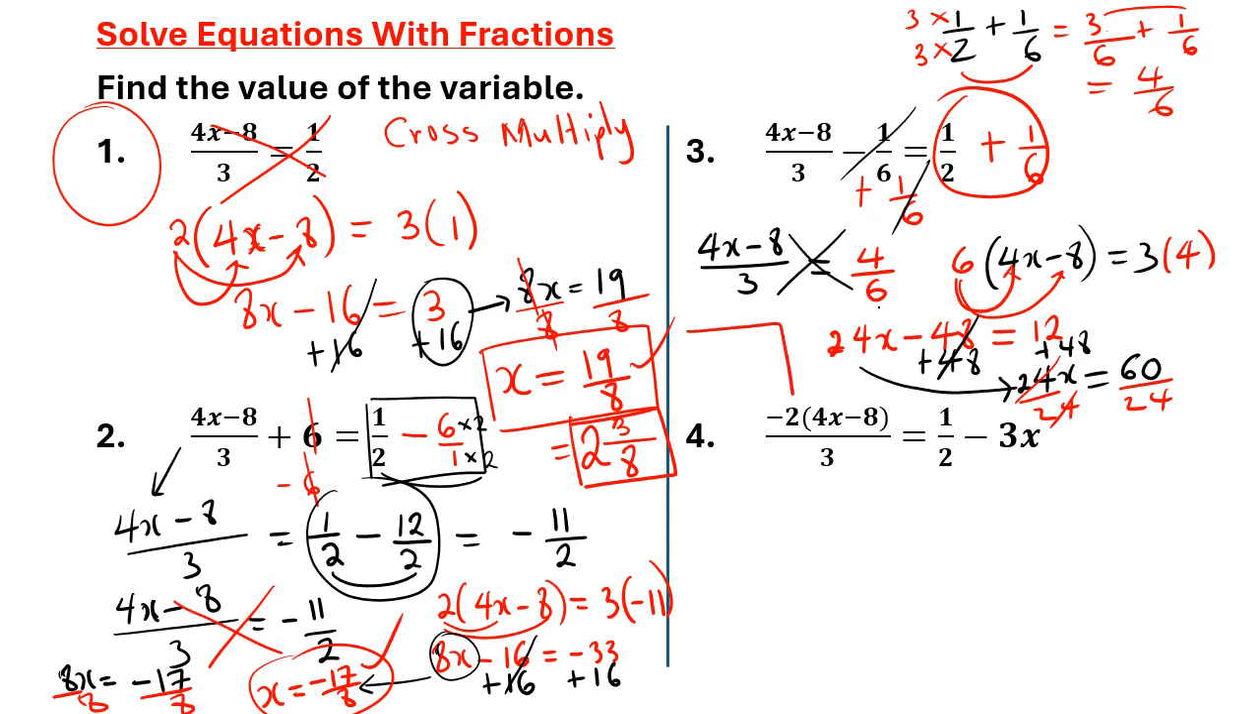Let me see if I can squeeze in my answer here. So 60 divided by 24. I'm thinking there are numbers that can divide these things. Okay, let me see. I can divide 60 by 12, right? Because I know 12 times 5 is 60, and I can divide 24 by 12 as well. So if I divide 60 by 12, I get 5. So that means x equals 5 over, if I divide 24 by 12, I get 2. So my final answer is 5 over 2.